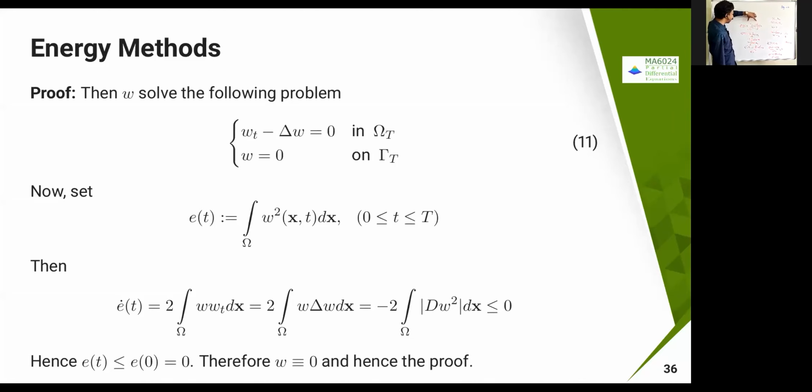Therefore, I have simultaneously proved E of t is less than or equal to 0 and E of t is greater than or equal to 0. Therefore, E of t is completely 0. If E of t is completely 0, that means this integral is 0, so the integrand should be 0. Therefore, W square is going to become 0. If W square is 0, then W is completely 0. That's all. The proof is over.